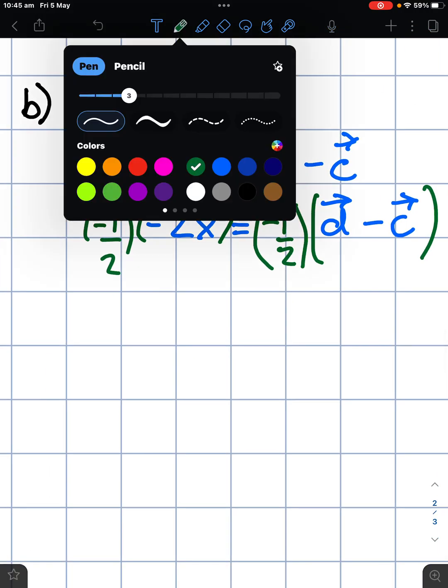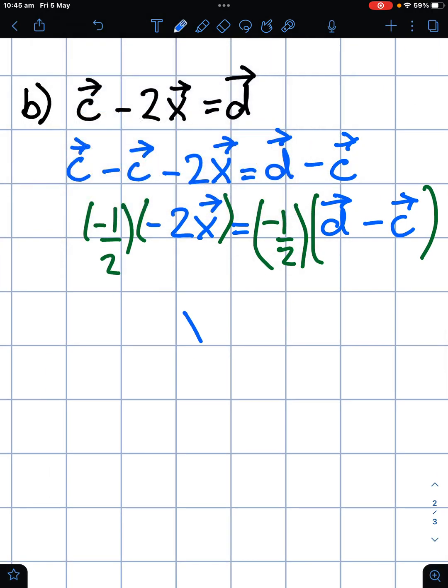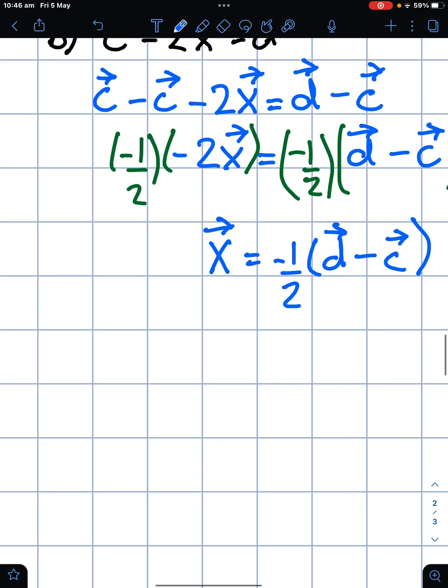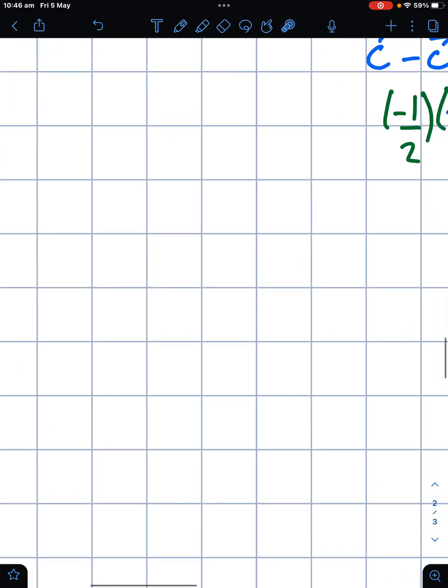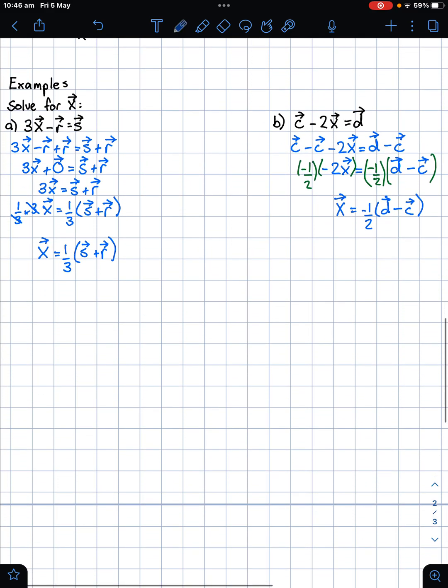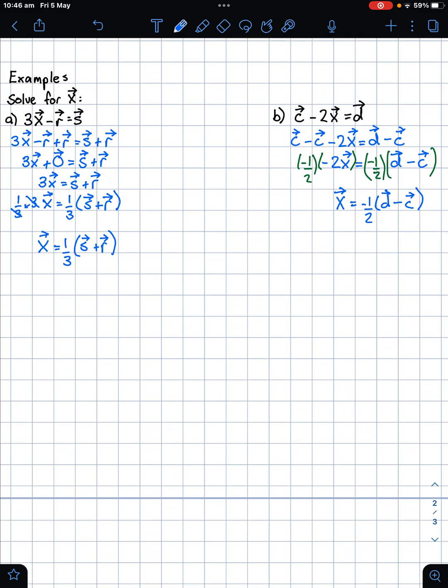Let's go back to blue. So this becomes x equals -1/2 (d minus c). Now, I'm slightly different to the text because I've got a negative and negative. You can multiply them in and you get positive c, negative d in there. Now, I just want to go back to this, so we actually see the benefit of this.